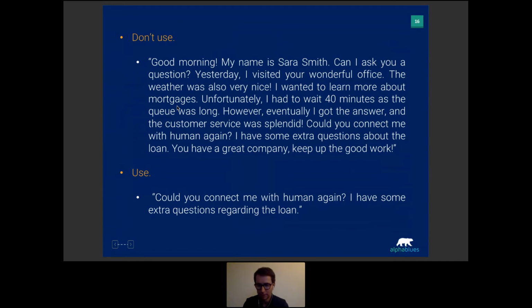Some of the things that we tell bot trainers when we train them is that you have to really see what is the core thing that the user wants to know, and then you have to take that out and just use that. So instead of a long blob of text, just train the bot with: could you connect me with a human? Again, I have some extra questions regarding the loan. And I would say this is a good phrase to use. It's a lot better than the one before. So as a bot trainer, you have to be very specific with the length of the phrases, with the intents in it, and also with the wording, right?